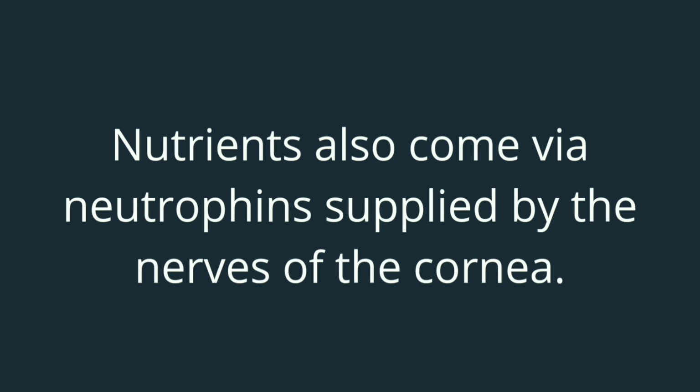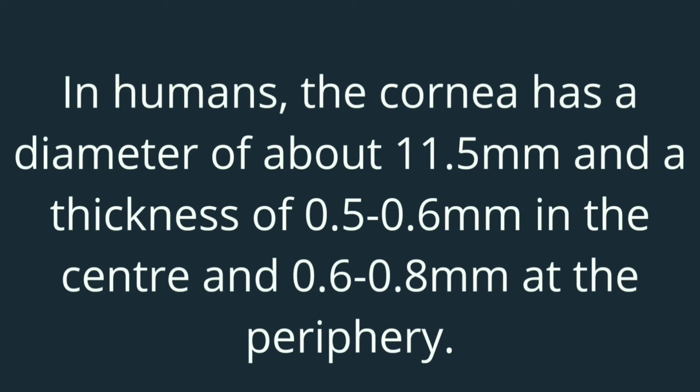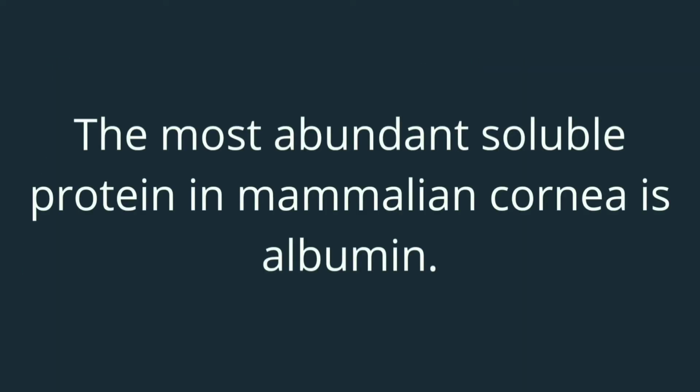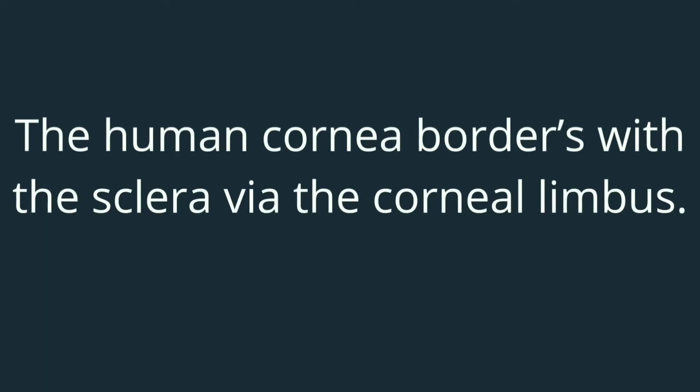In humans, the cornea has a diameter of about 11.5 mm and a thickness of 0.5 to 0.6 mm in the center and 0.6 to 0.8 mm at the periphery. Transparency, avascularity, the presence of immature resident immune cells, and immunologic privilege make the cornea a very special tissue. The most abundant soluble protein in mammalian cornea is albumin. The human cornea borders with the sclera via the corneal limbus.